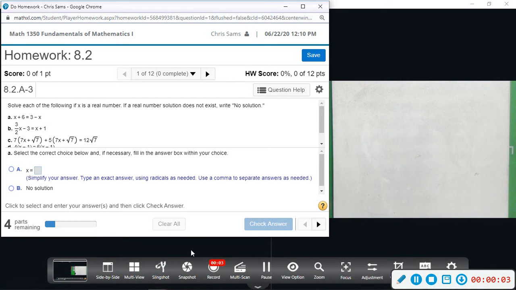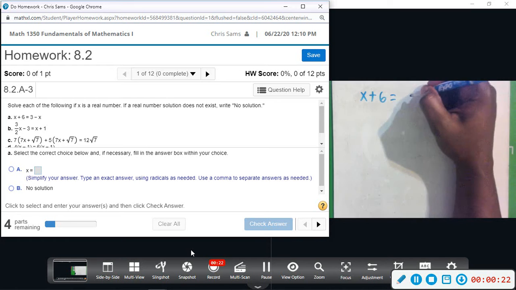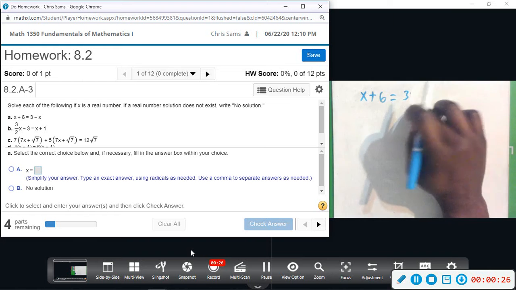Alright, 8.2, we're going to be solving for real numbers. It says if it does not have a real number solution, write no solution. So for A, we have x plus 6 equals 3 minus x.